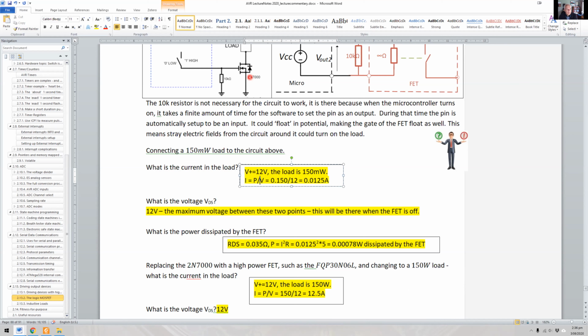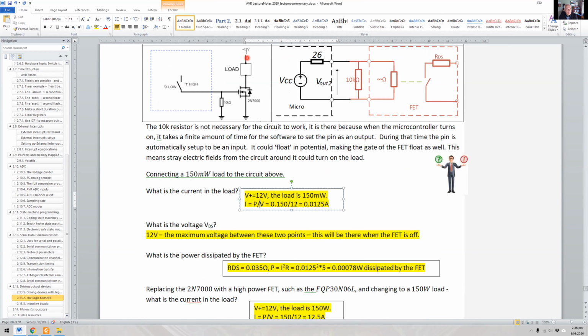If you go much higher than this, well, actually our VDS rated for this is no more than 60 volts, and we're only using 12 volts. Now, of course, that 12 volts will appear across this device when it is turned off. This electric potential here will appear at this point, and this will then have 12 volts across it, okay?